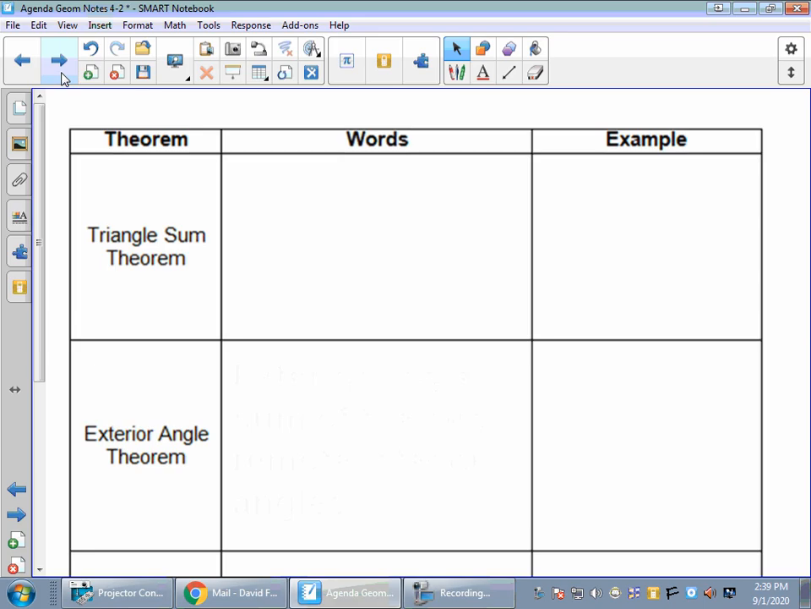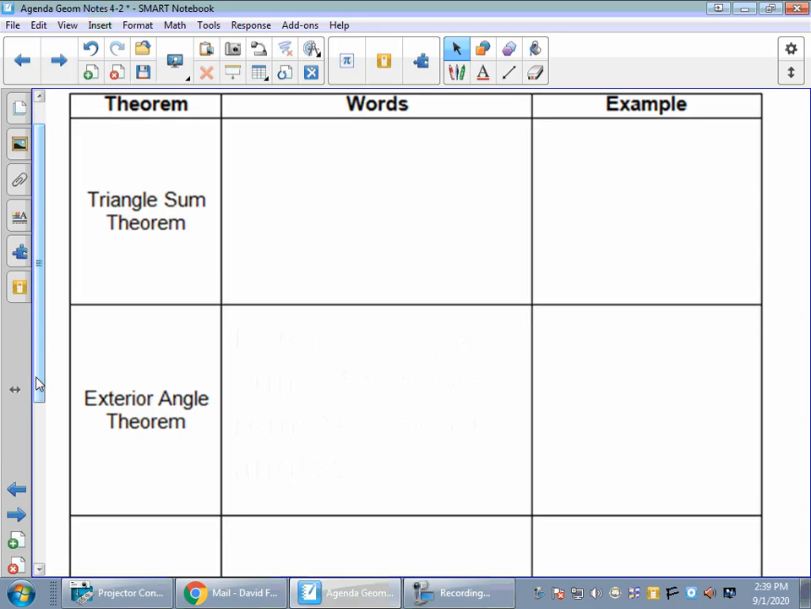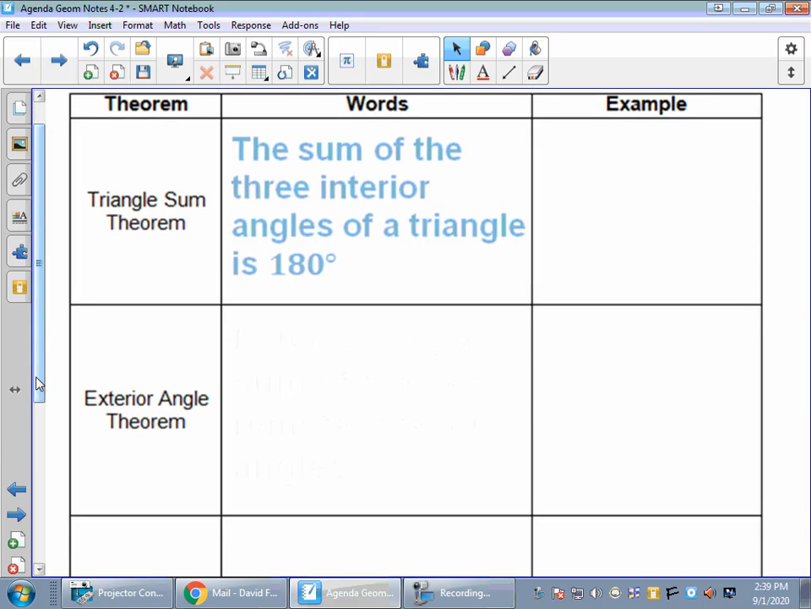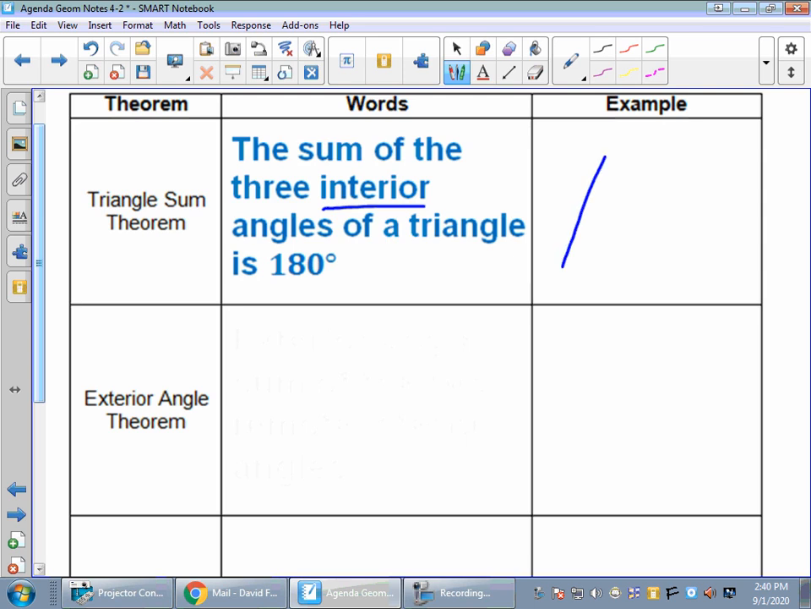The first theorem here is the triangle sum theorem. And in words, that is basically the sum of the three interior angles of a triangle is 180 degrees. And I think a lot of you already knew that, but basically it's just telling you that all three interior angles of a triangle will add up to 180 degrees. So an example would be to draw a picture here.